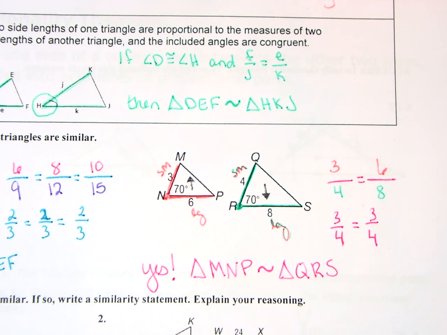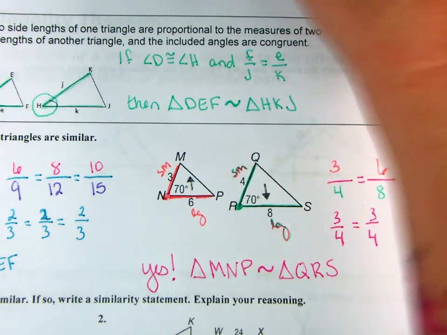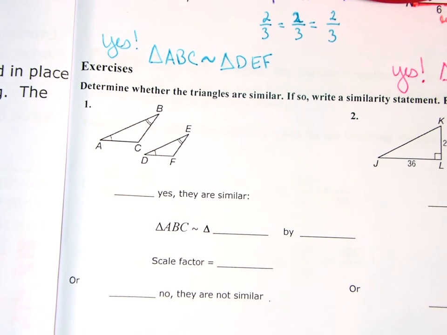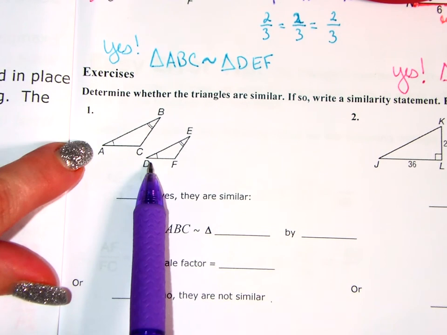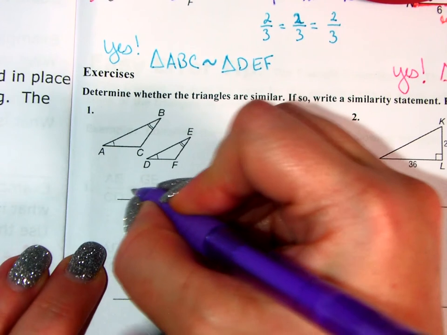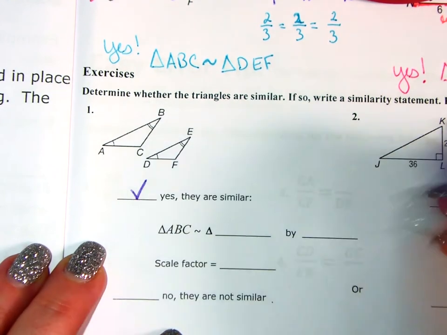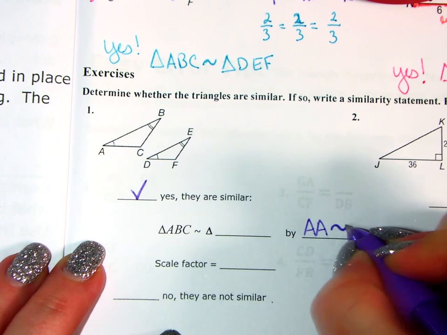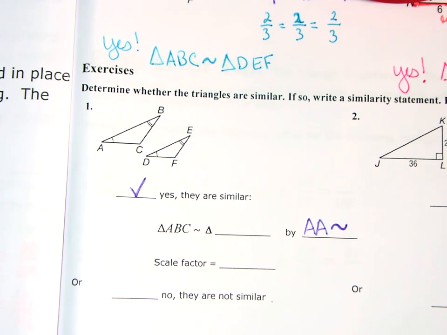Okay. Let's look at the next one. All right. On this one, since I see two angles marked congruent in each triangle, I'm going to use angle, angle, right? I've got angle A is congruent to angle D, and I've got angle B is congruent to angle E. So we're going to say, yes, they are similar by the angle, angle similarity postulate.